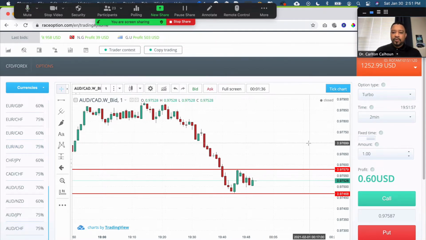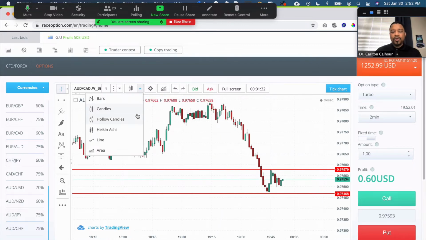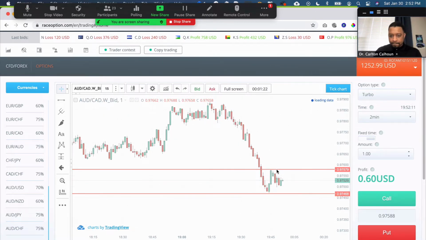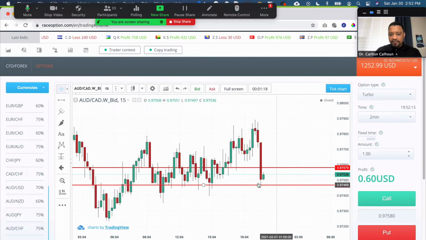So let's see what else we can find on this particular one. What I don't like about it as well: if I change pairs, I lose everything I marked up, so I have to remark. So on this particular pair, if it breaks this level of support at 469, I'll be looking for puts.